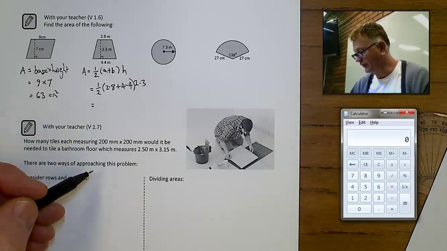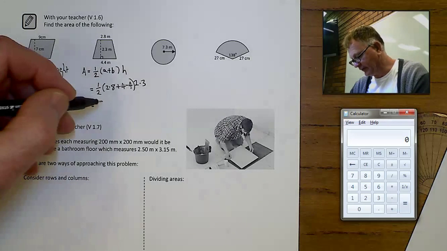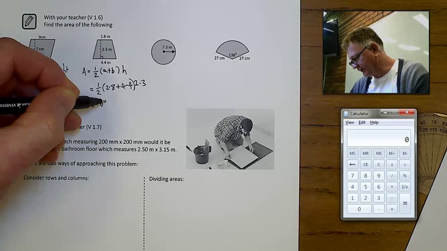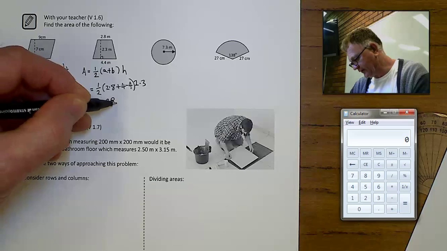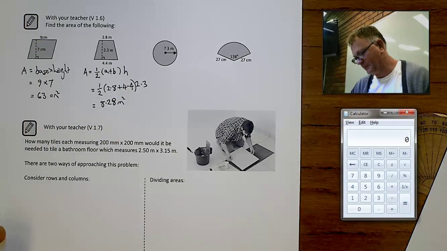A half, of course, is 0.5. I got an answer of 8.28 metres squared for this one.